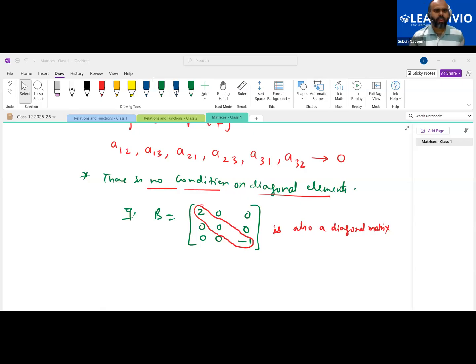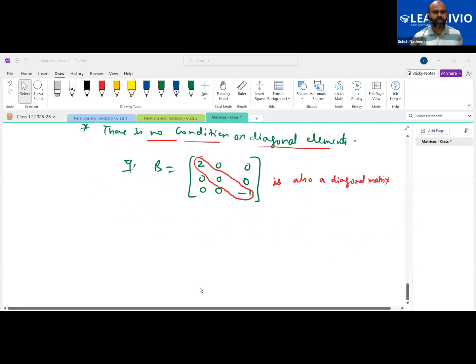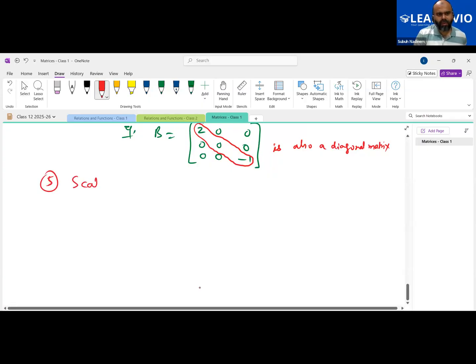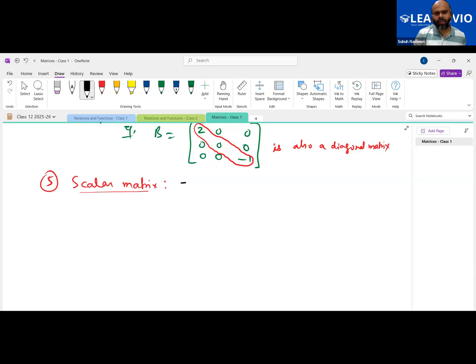Fine. Now this is the fourth type of matrix, diagonal matrix. Then we have the fifth type of matrix, which is called a scalar matrix. So a scalar matrix is further a special case of this diagonal matrix. So it is a diagonal matrix. We know that a diagonal matrix is one whose non-diagonal elements are 0, but there is no condition on diagonal elements. But here it is a diagonal matrix whose diagonal elements are equal.